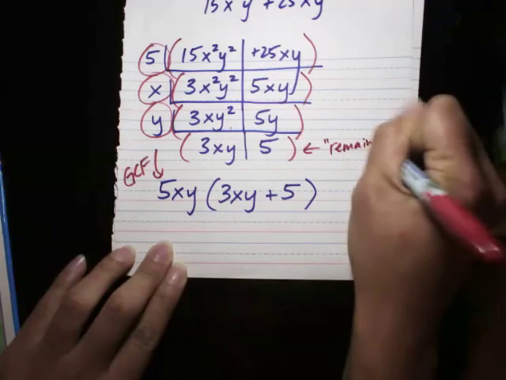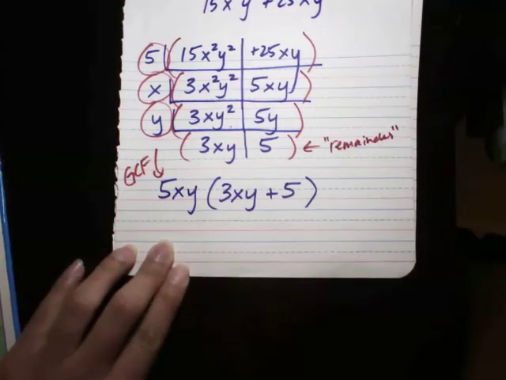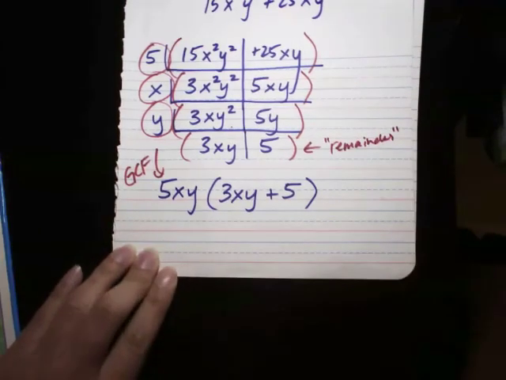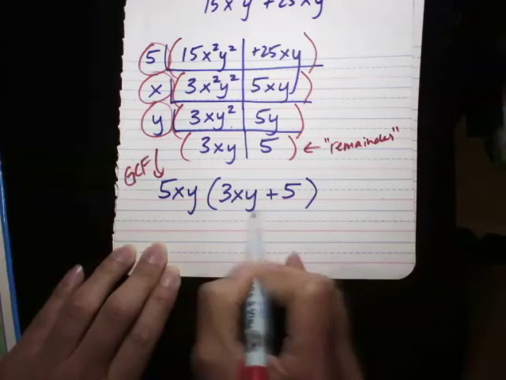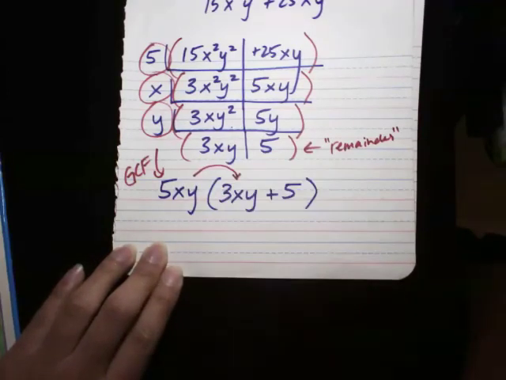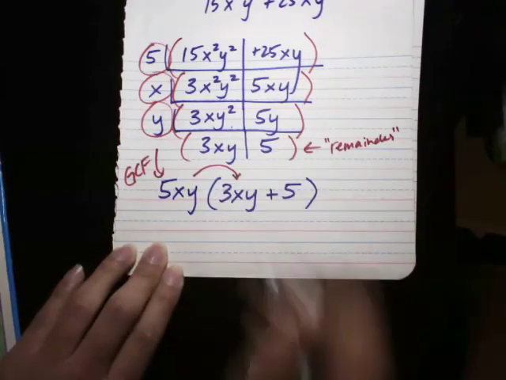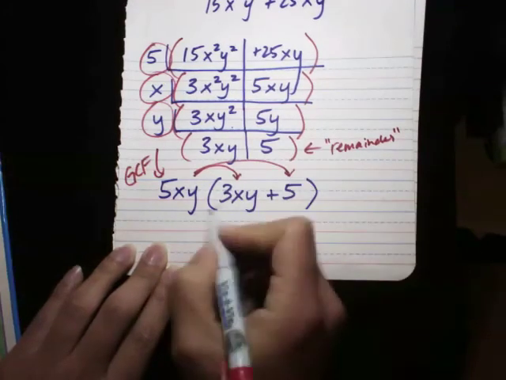The neat thing about factoring using GCF is that you can check your work to make sure that you have the correct factors. They don't have anything left in common, so what I can do is multiply back in. Let's distribute the 5xy and see if it checks.